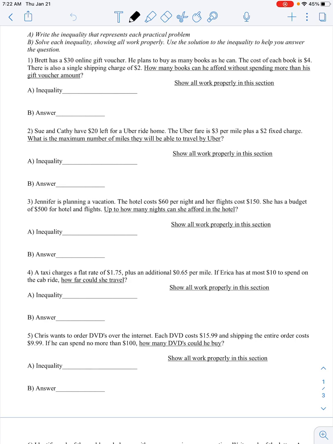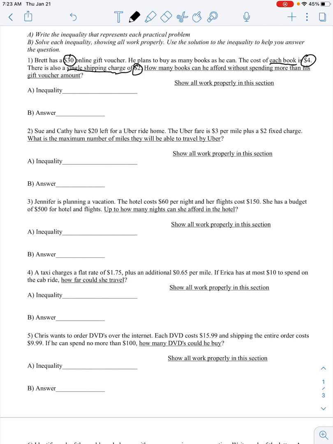Alright, so here's where we want to start. We want to figure out the values we need to use. So obviously we have $30. The cost of each book here is $4, so that's going to be important here, and a single shipping charge of $2. So we want to use this to create an inequality that can represent this problem.